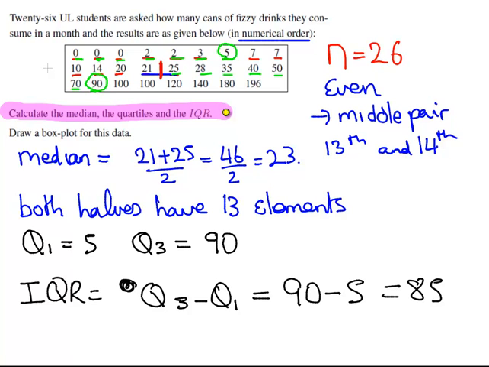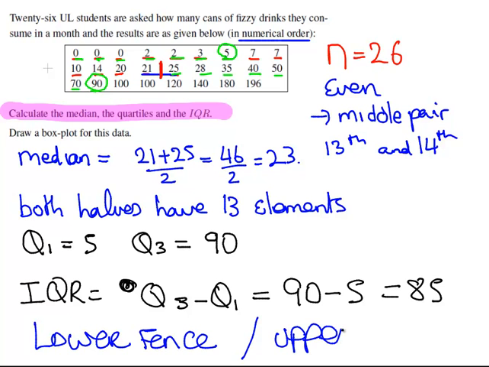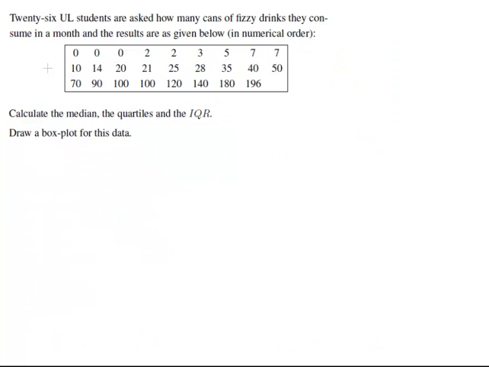Now we're going to use a lot of information we've learned already, but we have to find out 2 more important things. We have to find the lower fence and upper fence. We have to compute these 2 numbers. So we're going to do that in the next slide. Now, lower fence equals Q1 minus 1.5 times the interquartile range.